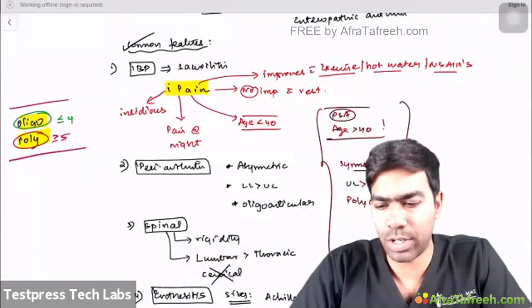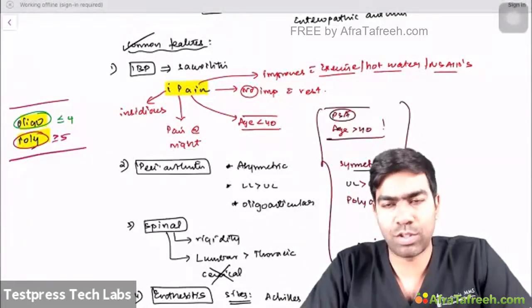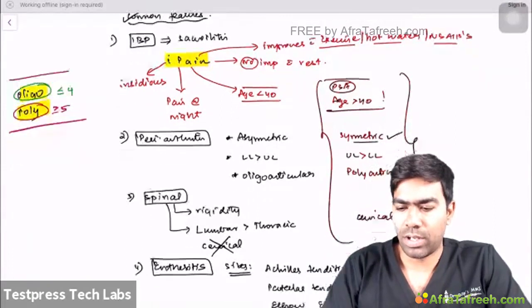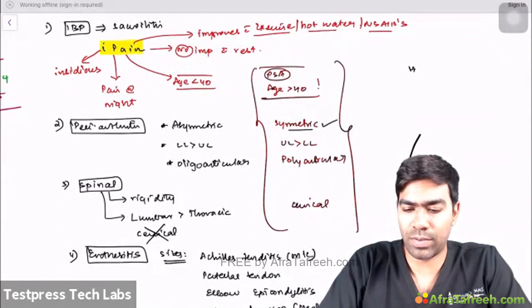That's what I'm going to talk about next. I'm going to put a small table so we can compare each and every different category of ankylosing spondylitis in this particular table. And one more important point to notice, HLA-B27 positivity.